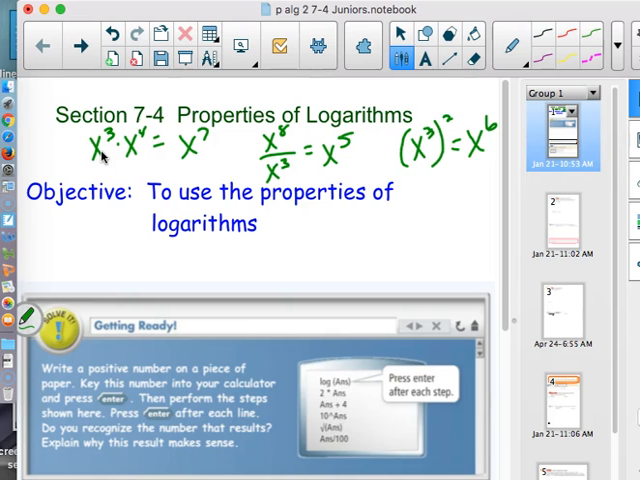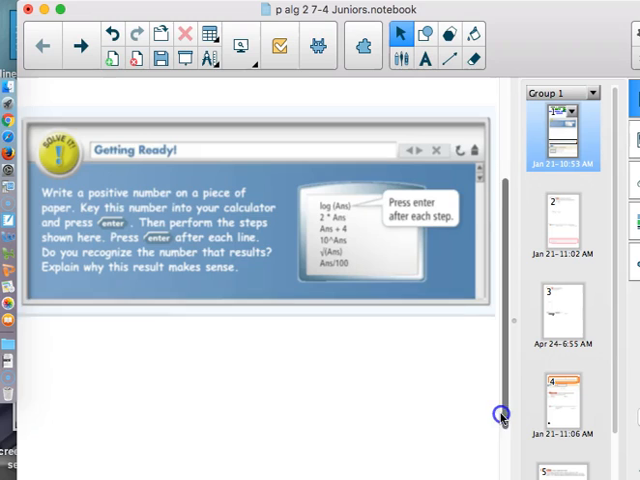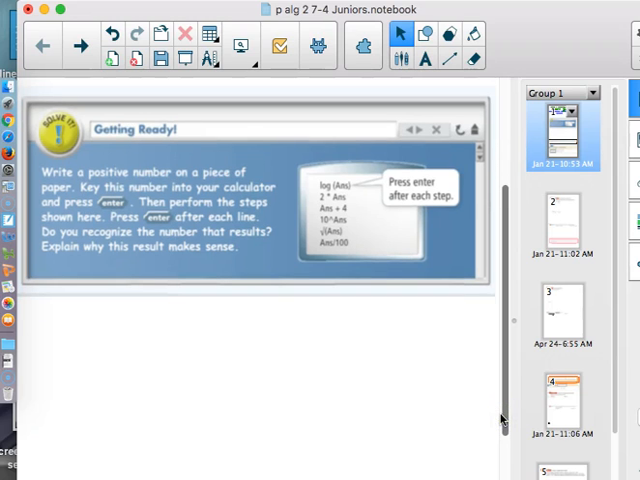I'm going to go through this getting ready and then we'll touch back on that again. Because this getting ready shows us that logarithms are really cool in the way that they work with things to undo powers. So what I'm going to do, I know some of you don't have calculators, is just have you follow along with this. It says write a positive number on a piece of paper. I'm not even going to do that. I'm going to put it in my calculator.